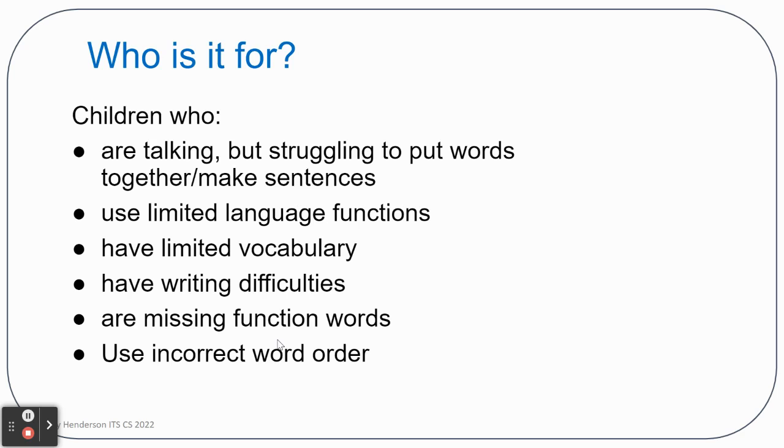Some children have writing difficulties. Using the Colourful Semantic approach really helps to keep that sentence in their mind and then transfer it down to the written page. Many children are missing those function words. They might be missing is, the. We can use Colourful Semantics to support that. And if it's an incorrect use of word order, so the words are in a different order, this assessment will help us identify what's going on and what types of sentences their child is already using.